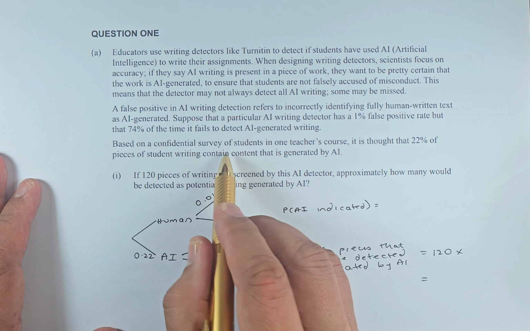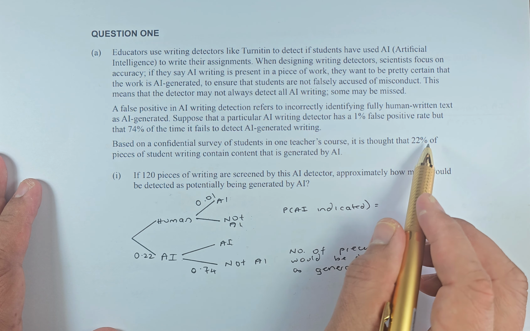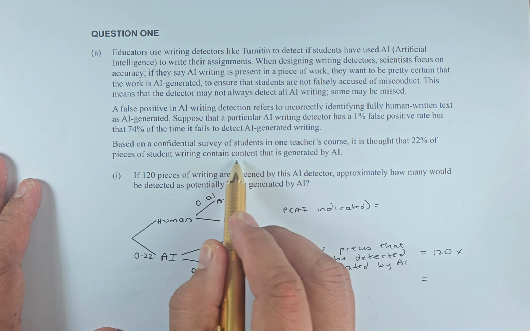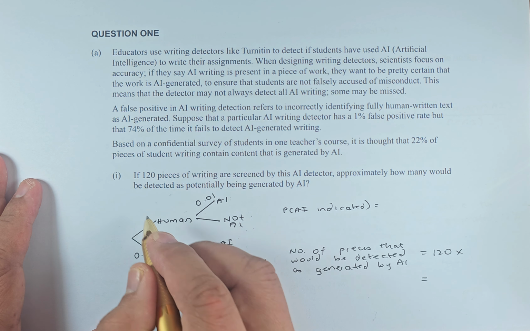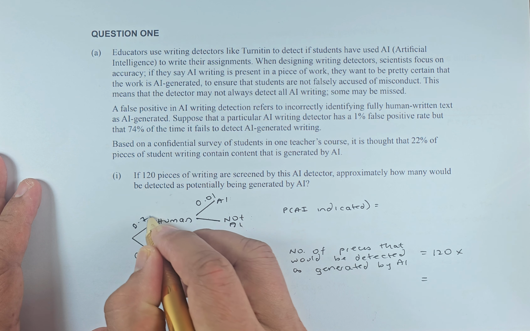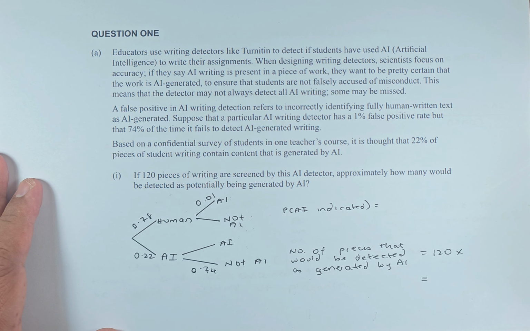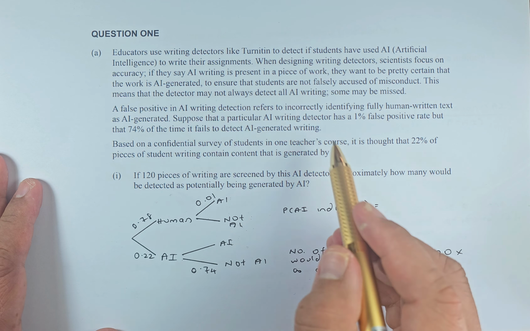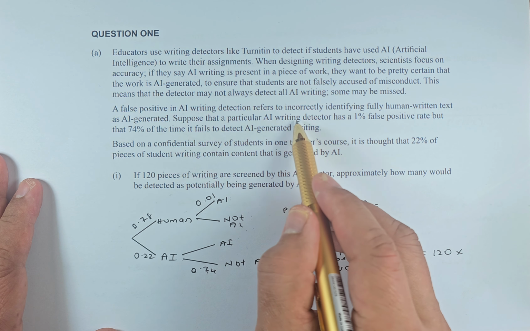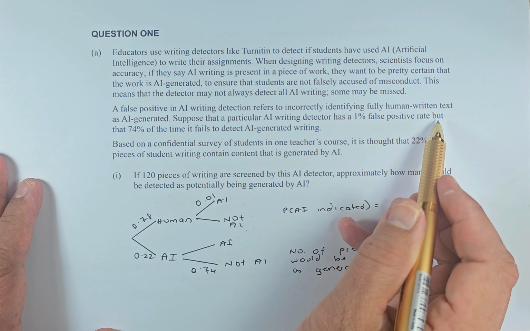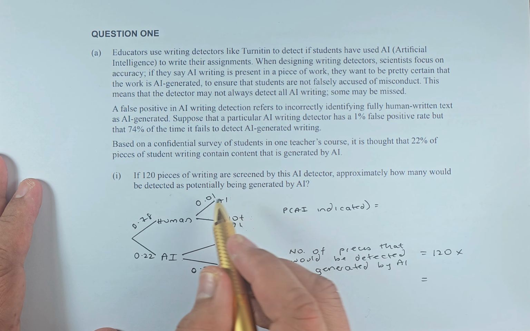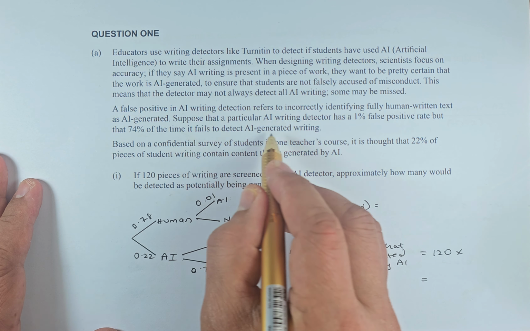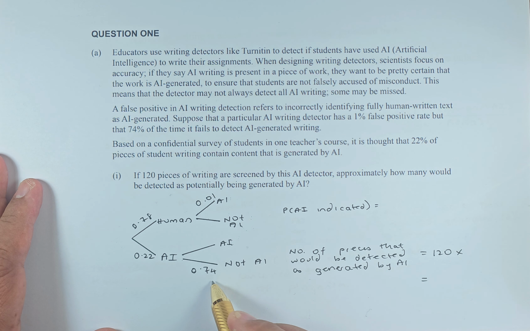So the first thing is, based on the confidential data, it is thought that 22% of student pieces contain content that's generated by AI. So AI is 0.22 and human will be 0.78 because this must add up to 1. Now we need to put in the numbers. Suppose that a particular detector has a 1% false positive. So if it's human and AI is indicated, it is 0.01, but 74% it fails to detect. So it is AI and it fails to detect is 0.74. So now we have the tree diagram we can calculate.